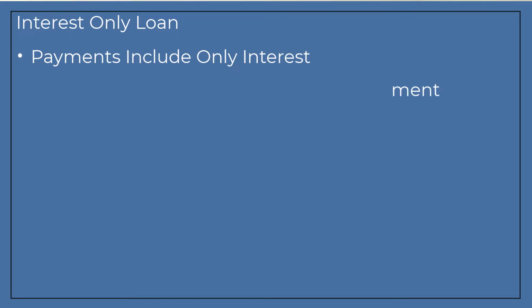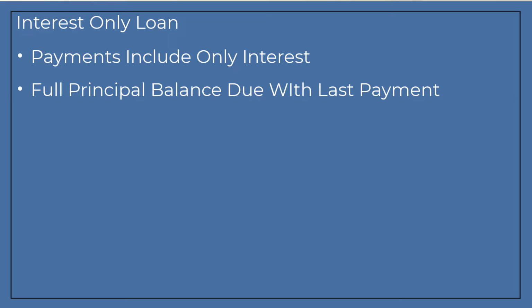Now, the last type of loan I want to talk about is an interest-only loan. With an interest-only loan, the borrower pays only the interest on the loan. In other words, unlike an amortizing fixed or an adjustable rate, none of the principal is paid down with the monthly payments. You pay interest only, and then the full principal balance is due at the end of the term with the very last payment.